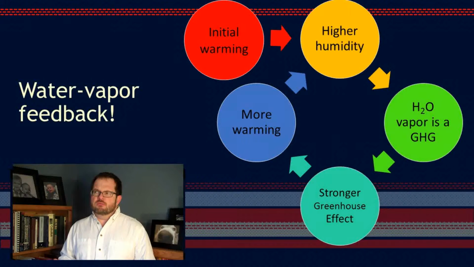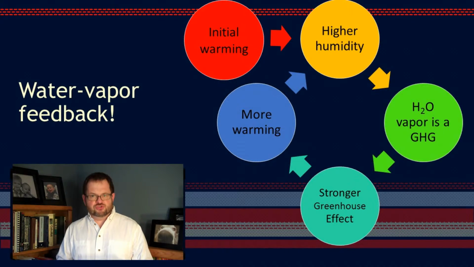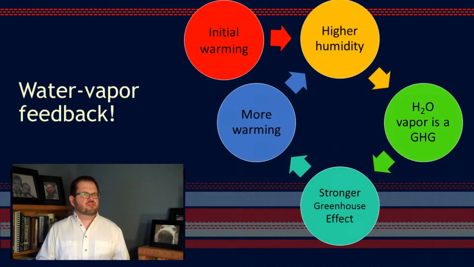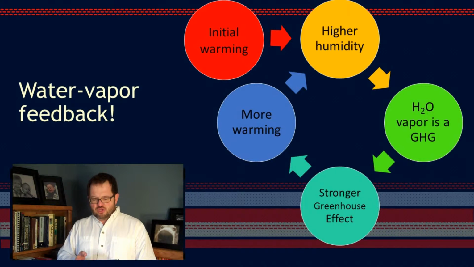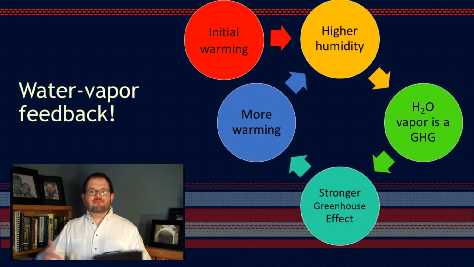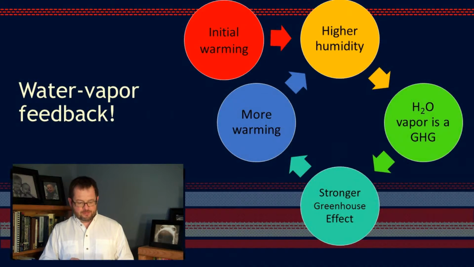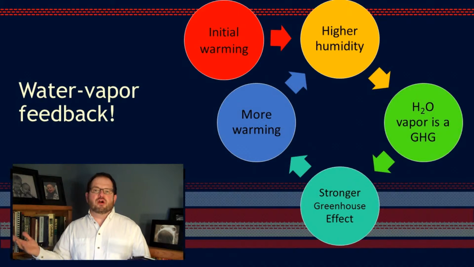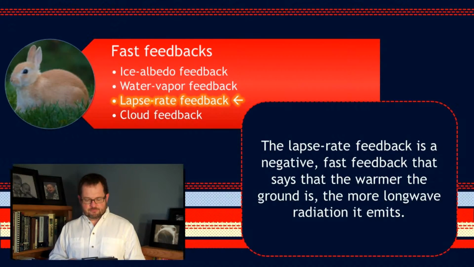But then if it's warmer, don't we get even more water vapor? Sure we do. And does that mean there's even higher humidity and more greenhouse gases and the planet gets even warmer and warmer? Sure. The water vapor feedback is a fast, positive feedback. It amplifies the original change. And we say fast because, as soon as the air warms up, the air will hold more water vapor. It doesn't take a decade to evaporate water. It happens more or less immediately.